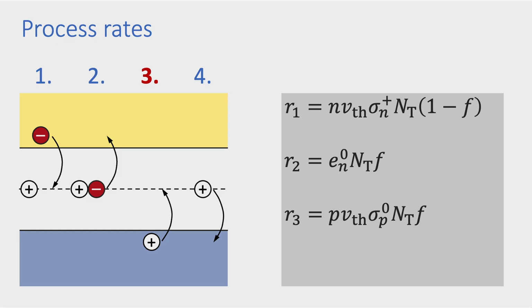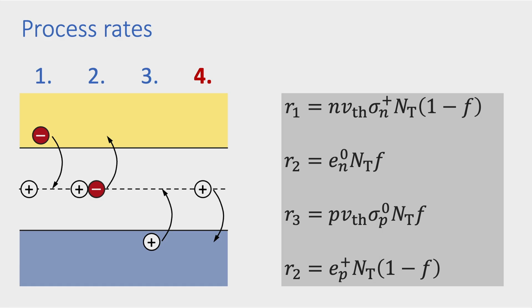The third process is similar to the first process, but now the captured carrier is a hole. The difference is that the hole concentration p is used instead of the electron concentration n, and the trap vacancy of holes instead of electrons, which is equal to f instead of 1 minus f. The capture cross-section is now related to holes and has a neutral charge state.